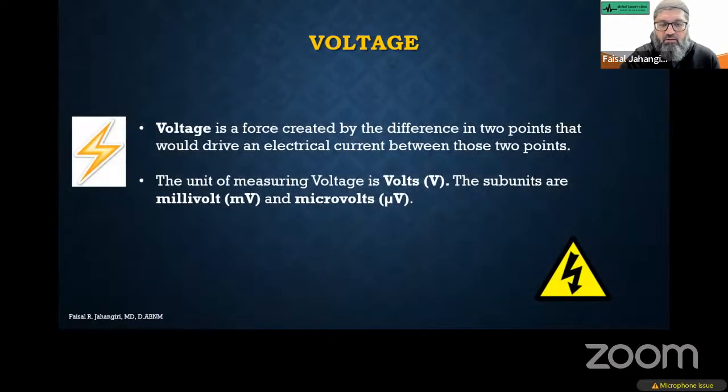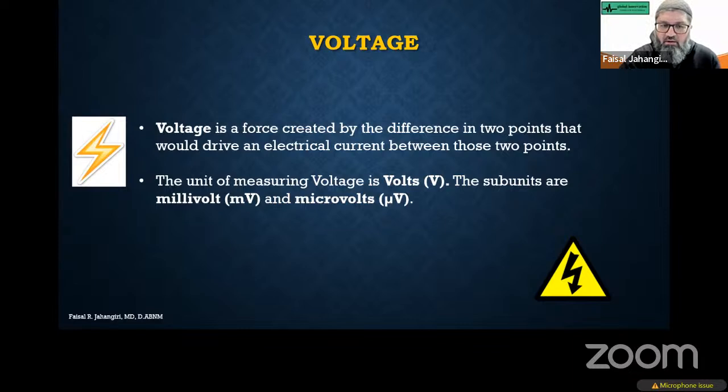The next unit is the voltage. Voltage itself is nothing, but it is a difference between two points, and that drives the electric current. So in the circuit, we have two poles, positive and negative, cathode and anode, and the difference between the two causes the voltage, and that voltage results in current flow in the circuit. If you want to increase the voltage, we increase the difference between the two. The unit of voltage is the volt, V, and then we have the millivolt.